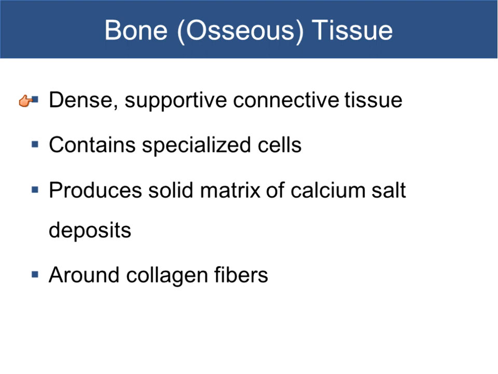So for this osseous or bone tissue, because it is a dense supportive connective tissue, it has specialized cells that we're going to talk about. There are 4 different classes of cells: osteoprogenitor cells, osteocytes, osteoblasts, and osteoclasts. So those are the specialized cells that make up the bone. It also has a solid matrix of calcium salts. So we're going to talk about the calcium salts that are in there. Not a whole lot of ground substance, mostly protein fibers that make it up, and you have these calcium salt deposits. And we also have protein fibers, and the protein fibers that we find in this osseous tissue are collagen fibers.